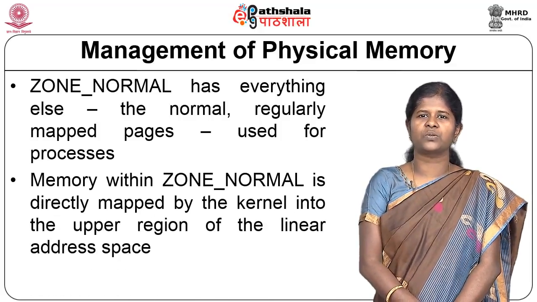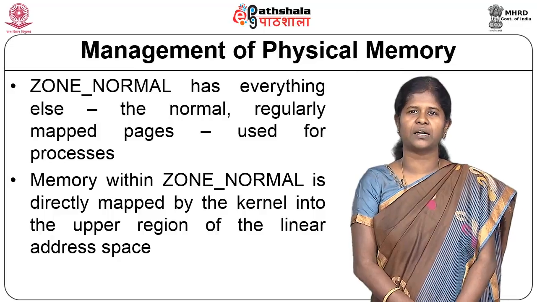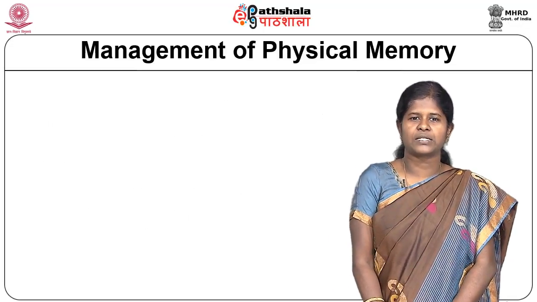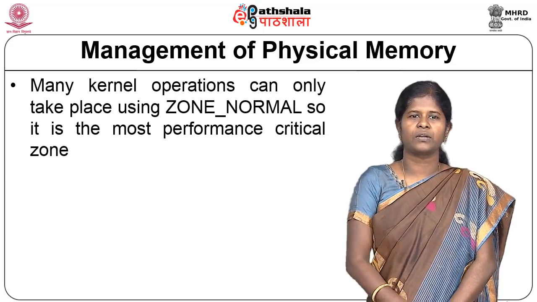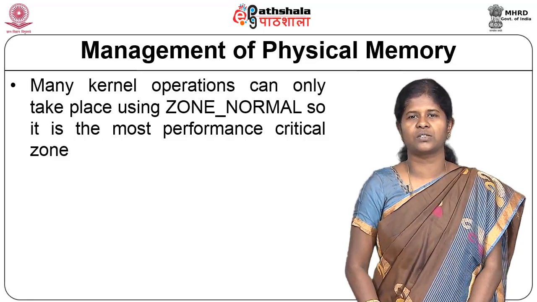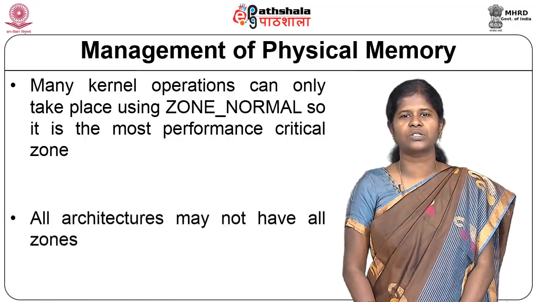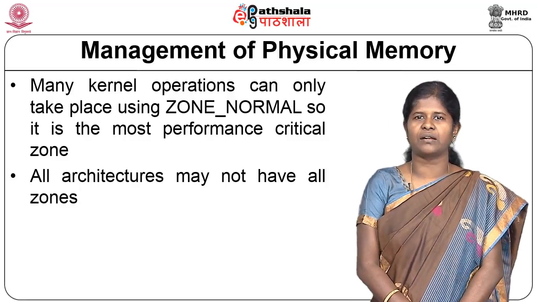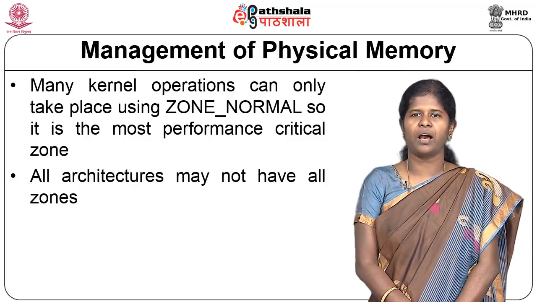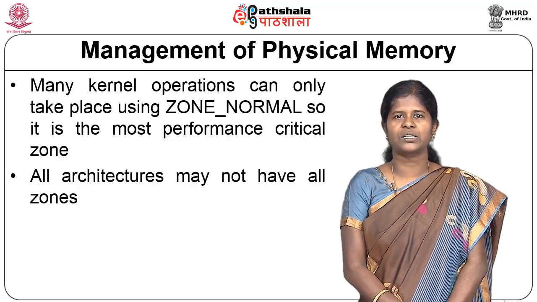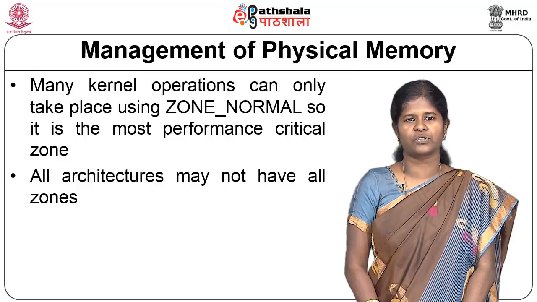And the memory within the zone normal is directly mapped by the kernel into the upper region of the linear address space. Many kernel operations can only take place using this zone normal, and hence it is the most performance critical zone. So, here we see that there are 4 different zones, but all architectures may not have all the zones. Some architectures will have only some of these 4 zones.